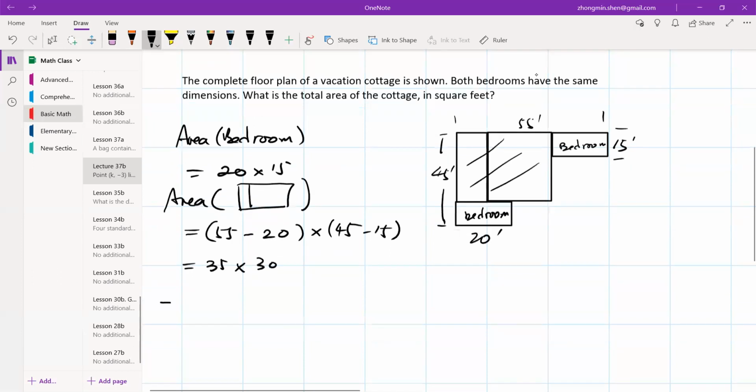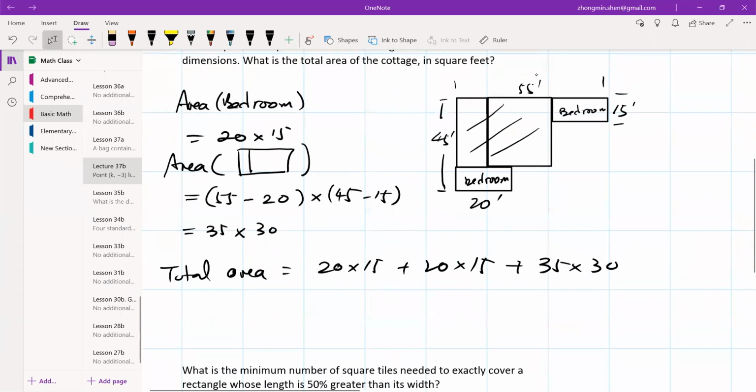So now the total area is going to be 20 times 15 plus 20 times 15. This is the area of another bedroom. And plus 35 times 30. And then you add them together, you will get the total area, okay? So, okay, let's finish this computation, okay?